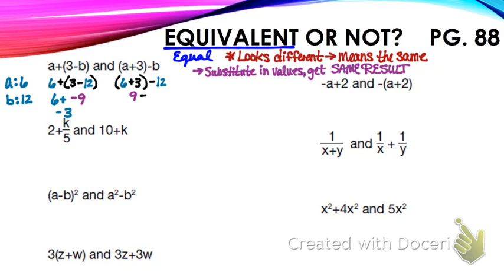Okay, so I've got 9 minus 12 here. I did add those correctly, right? Okay. 9 minus 12 would give me negative 3. They look different, but when I substituted in the values, I got the same result. Are these equivalent or not equivalent? These are equivalent.